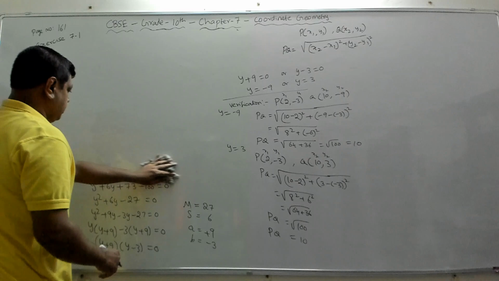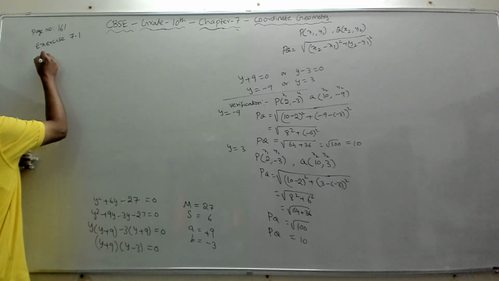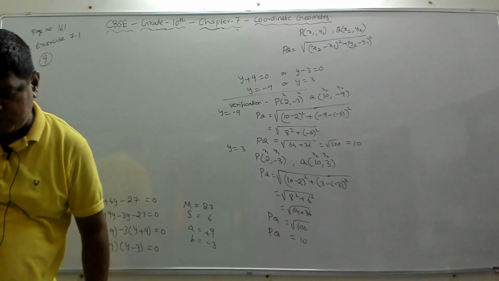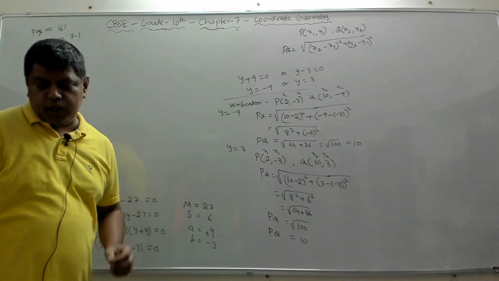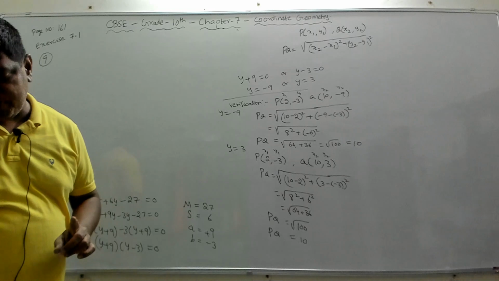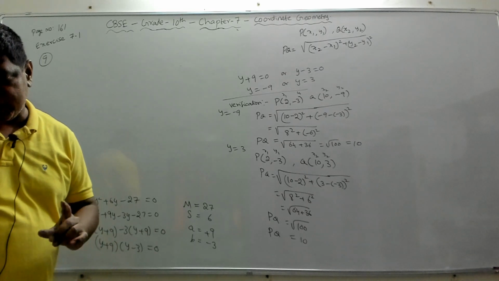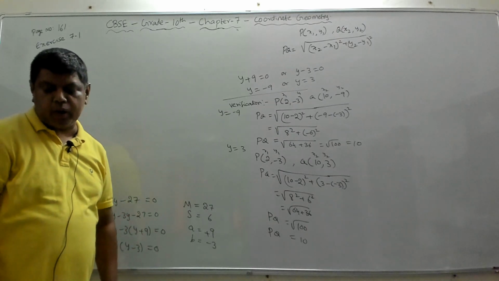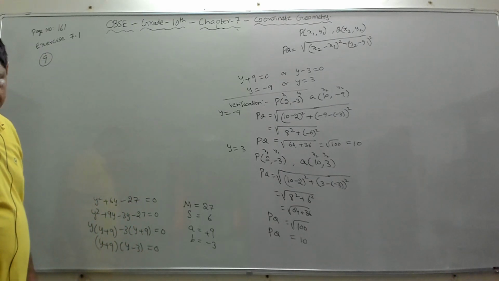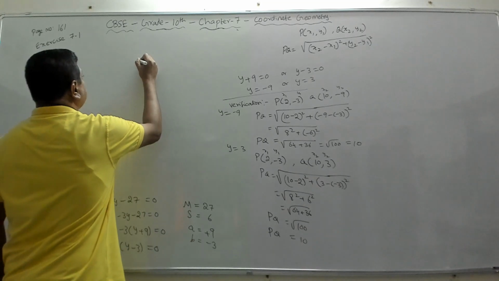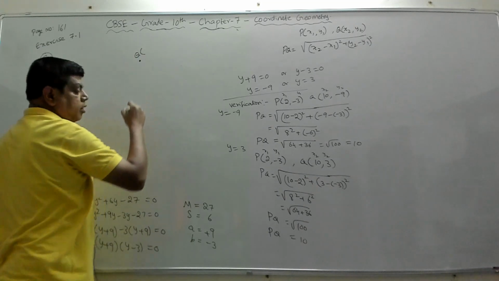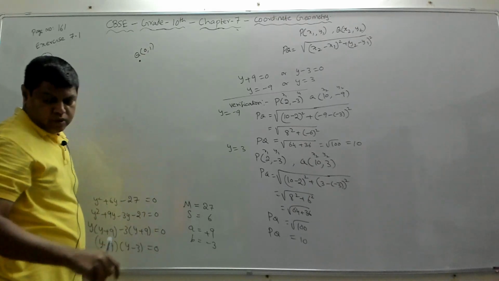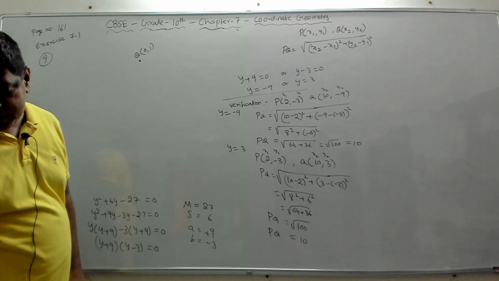So ninth question. So ninth question is, if Q of 0, 1 is equidistant from the point P of 5, minus 3 and R of x, 6, find the value of x. Also find the distance QR and PR. Right? So we have a point Q and its coordinate is 0, 1. Is equidistant from P and R.